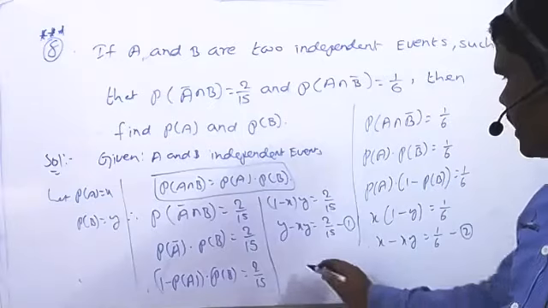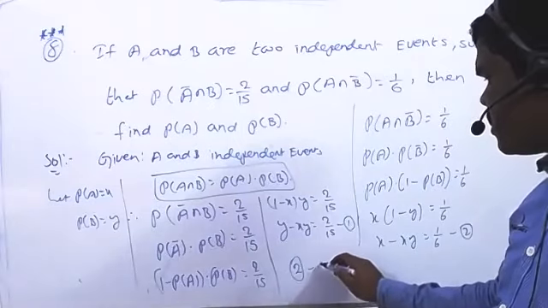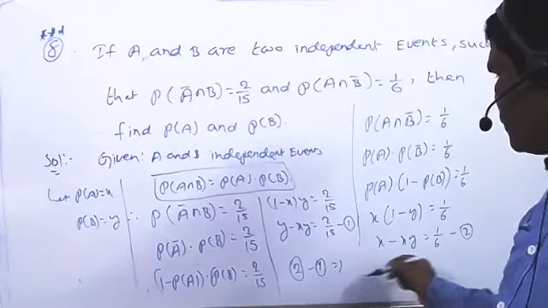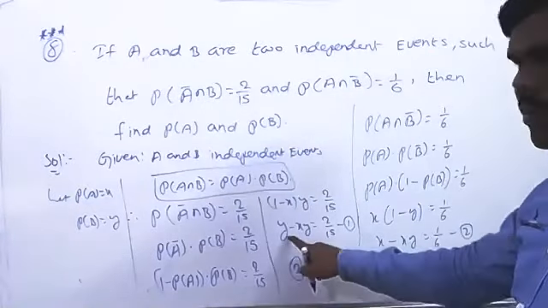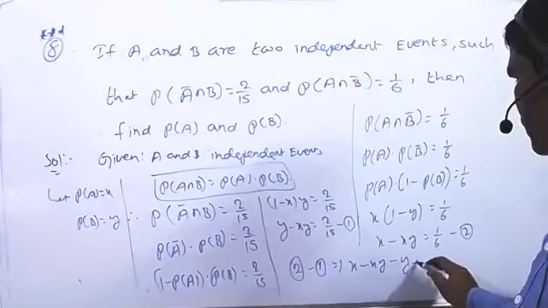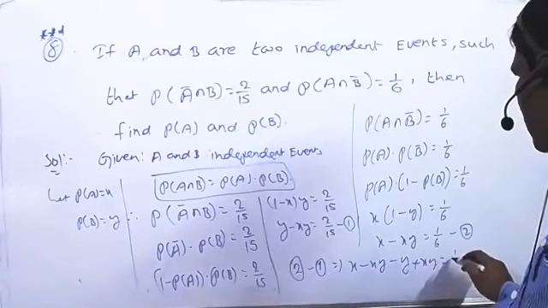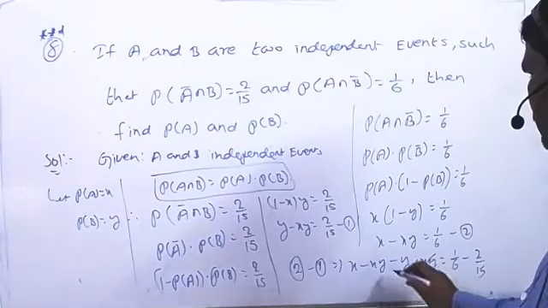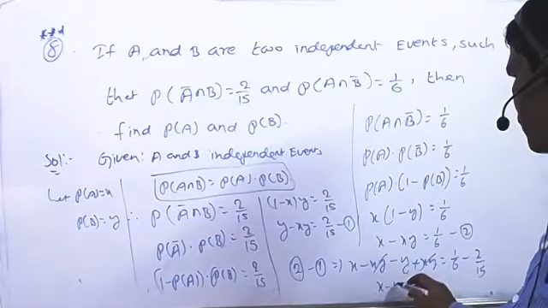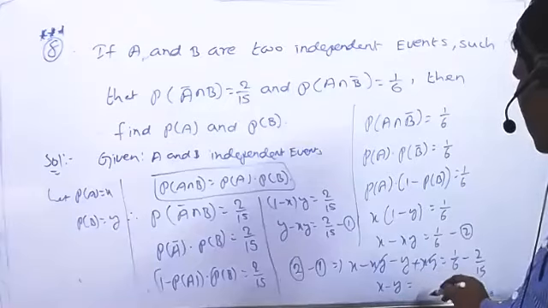From the second equation, take 2 minus 1. That means X minus XY minus of this value, so minus Y plus XY is equal to 1 by 6 minus 2 by 15. Clearly the XY terms will cancel. So now you can write X minus Y is equal to, here.